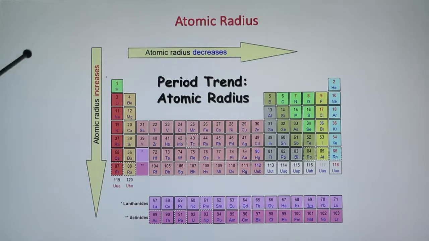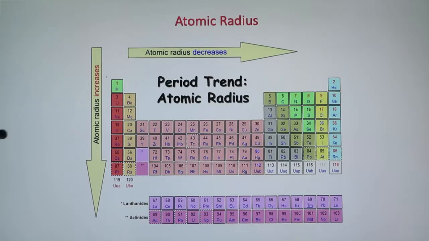Atomic radius increases as you move down a group, since more principal energy levels are filled. Electron shielding also plays a role, since the effective nuclear charge is almost constant as you move down a group. This causes the outermost electrons not to be pulled closer to the nucleus.